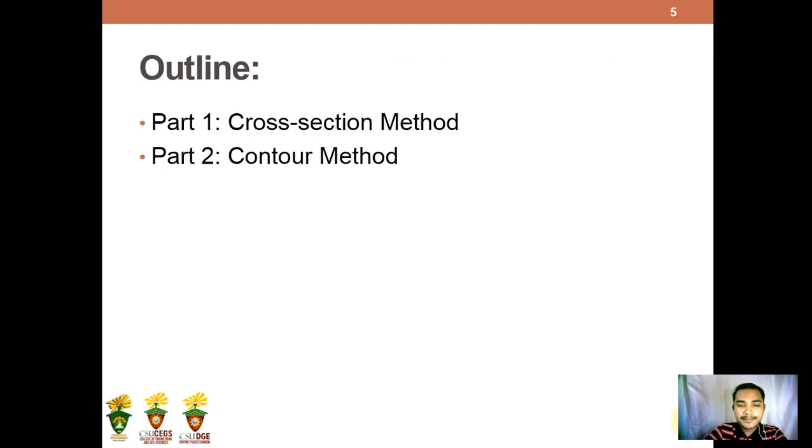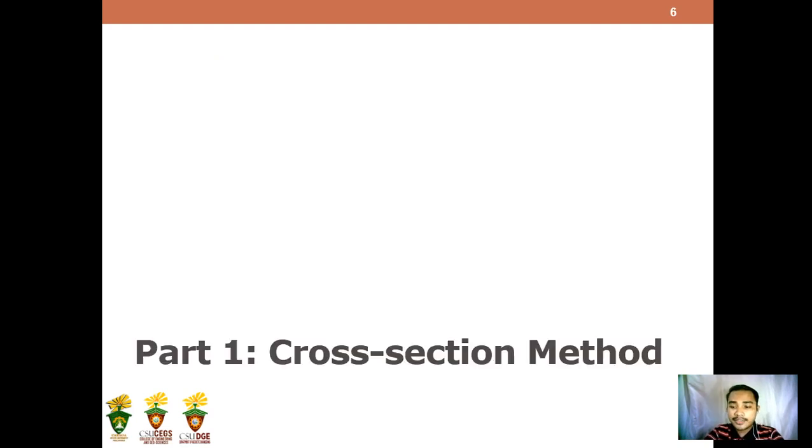For the outline of the presentation, again, we have two parts for this material. Part 1 will be the cross-section method of reservoir capacity calculations, and part 2 is the contour method. Without further ado, we're going to discuss part 1, which is the cross-section method.